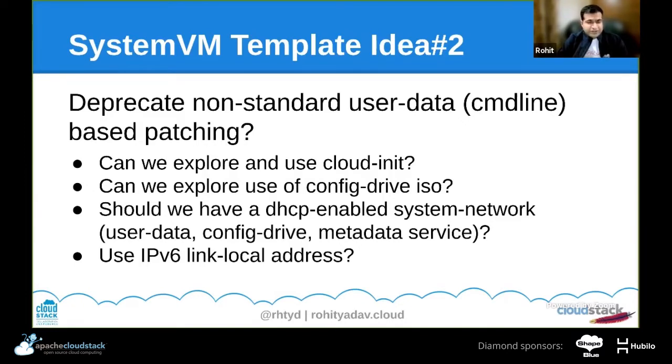There's another idea, which is we can explore IPv6. We know the MAC address of various NICs, and we know the link, the L2 networks on which the systemvms are created. Can we maybe explore that idea of using IPv6 link local address to directly talk, to let one of the parties, either the KVM agent or the management server, talk to the VR directly?